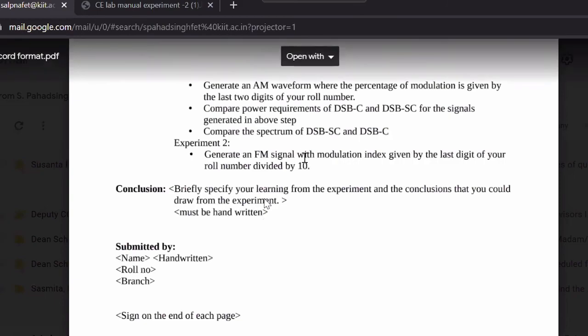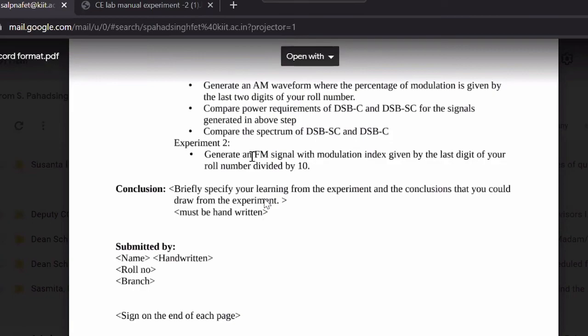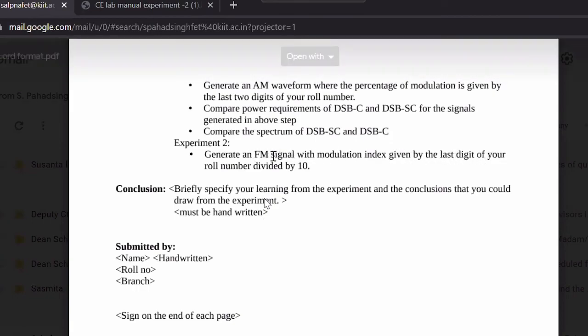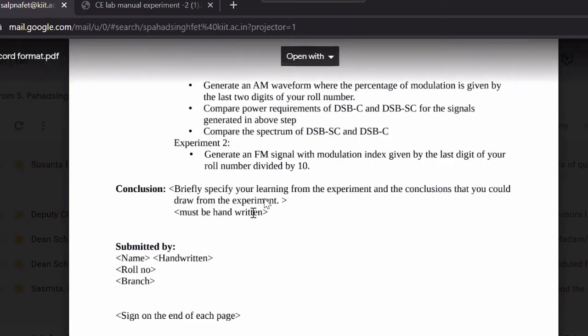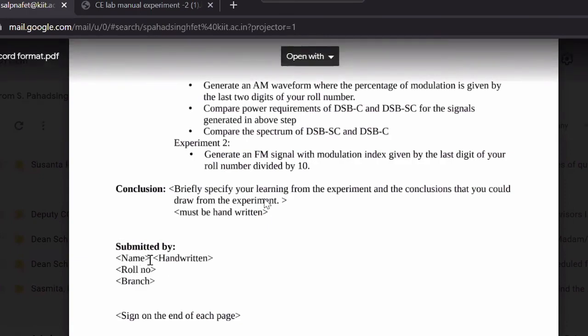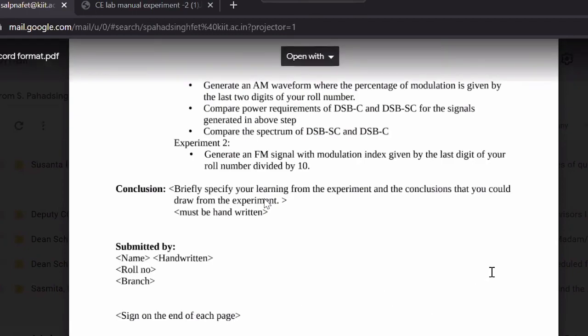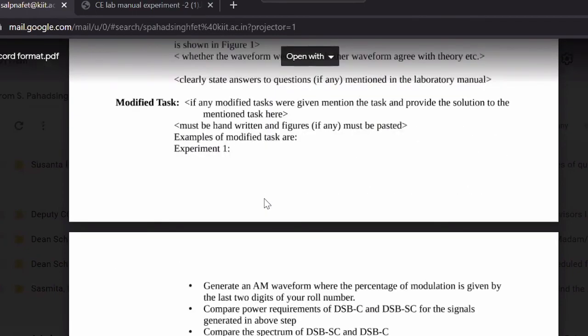What type of modifications can you do? These are the examples given in your format. And in experiment 2, what kind of modification can you do? Generate the FM signal again with the last digit divided by 10, or some value you change, get a graph out of it, and write a little bit of observation. That is your modified task. And finally, the conclusion must be handwritten. And lastly, submitted by your name, roll number, and branch, and sign at the end of each page. So this is the format you have to follow.